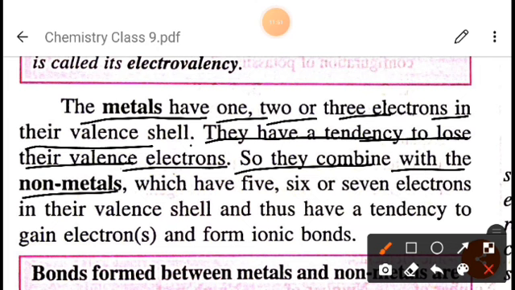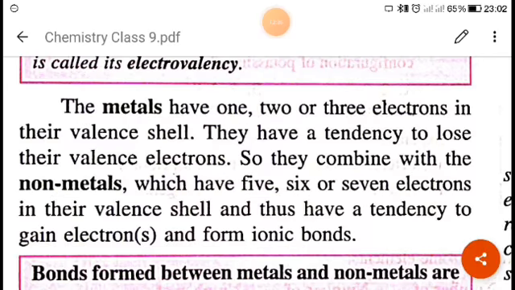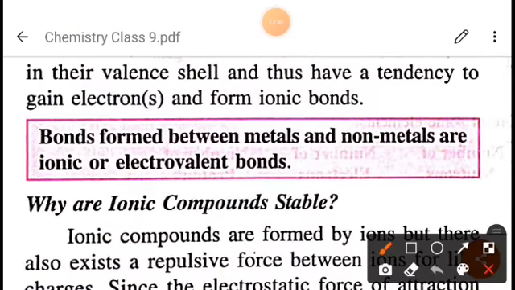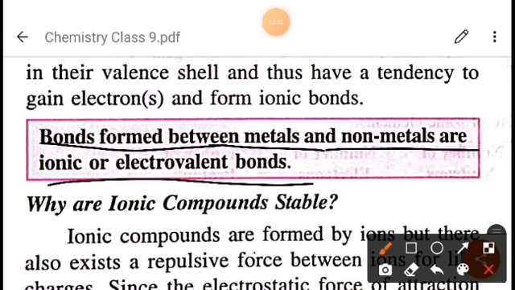So since metal has a tendency to give electrons and non-metal has a tendency to accept electrons, that is why they combine. Metals combine with non-metals which have 5, 6 or 7 electrons in their valence shell and a tendency to gain electrons, and it will form an ionic bond. So I hope you have understood this. Or we can also define it like this: a bond formed between a metal and a non-metal is called what? Electrovalent bond or ionic bond.